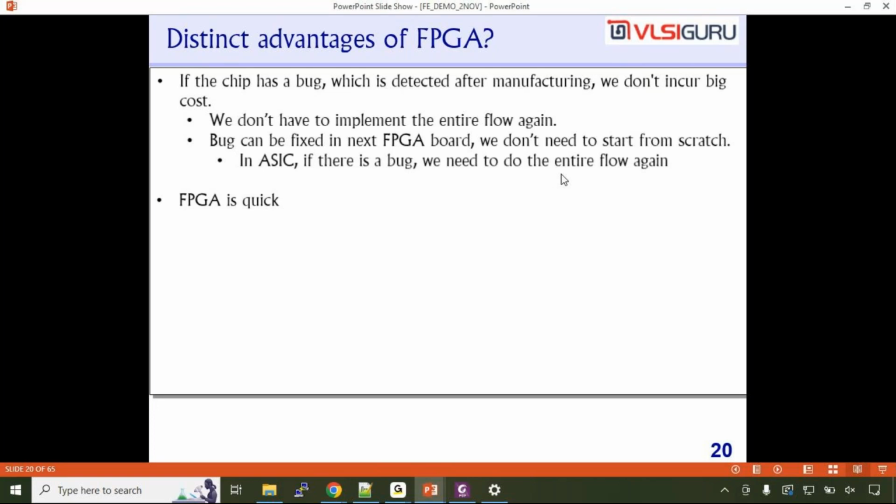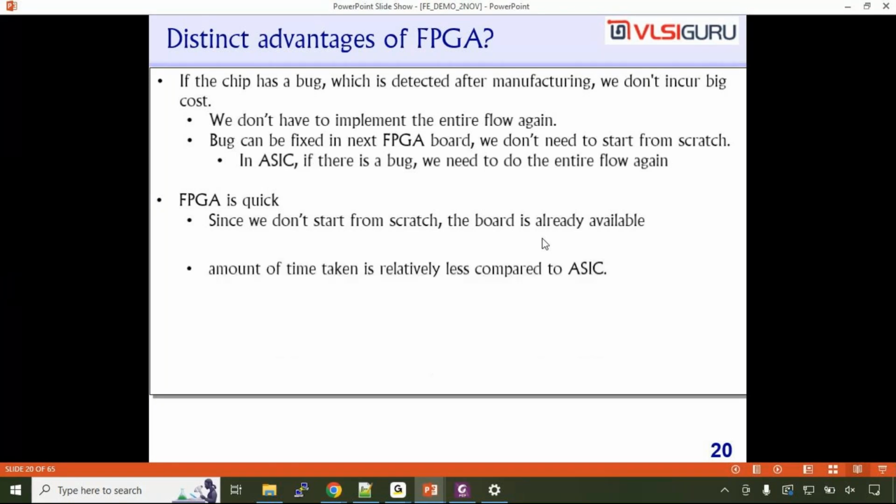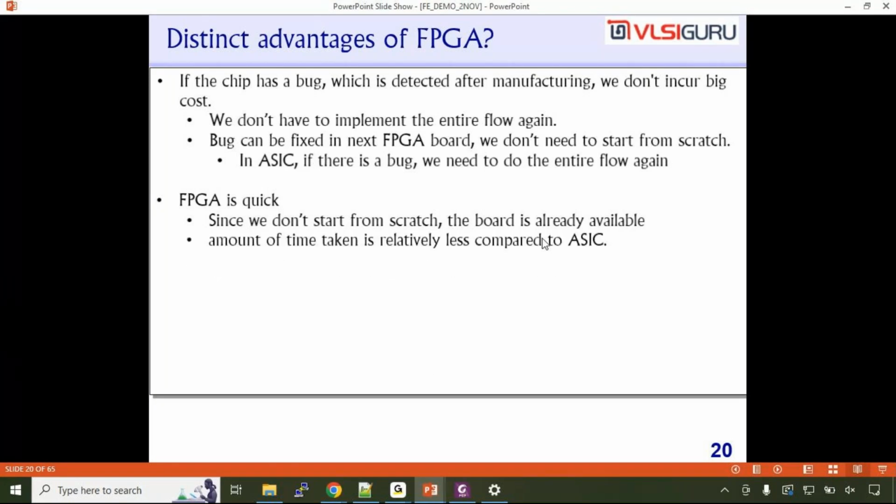Second advantage is what? FPGA is quick because you don't start from scratch. Do you start from scratch? No. Hence, it takes less time. Since we don't start from scratch, the board is already available. So time taken to develop the chip will be lesser. Amount of time taken is relatively less compared to ASIC.